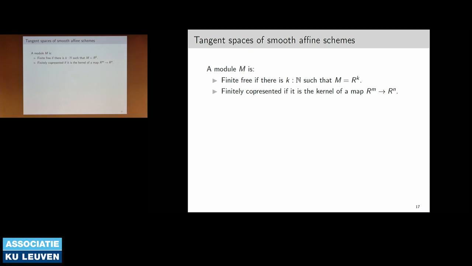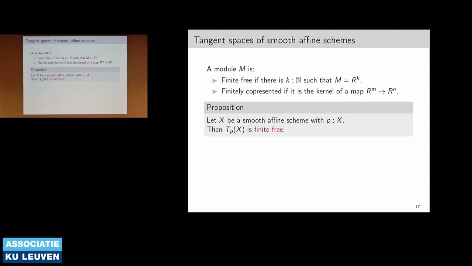So yeah, it's the dual of being finitely presented, which means being the co-kernel of such a map. And so the proposition is: let X be an affine scheme with a point, then the tangent space at this point is finite free. So it is of this form. And that matches the intuition of smooth, meaning having no singularity. It means at least that the tangent spaces at each point are nice.